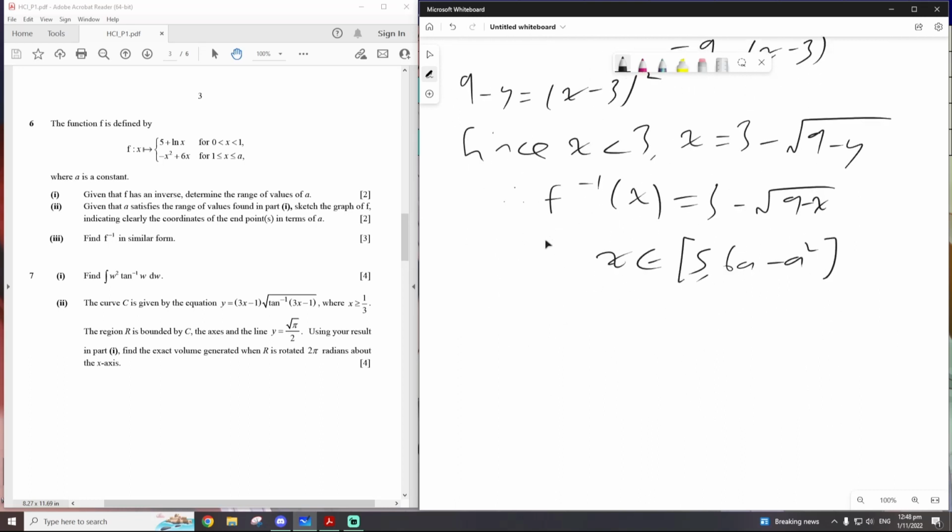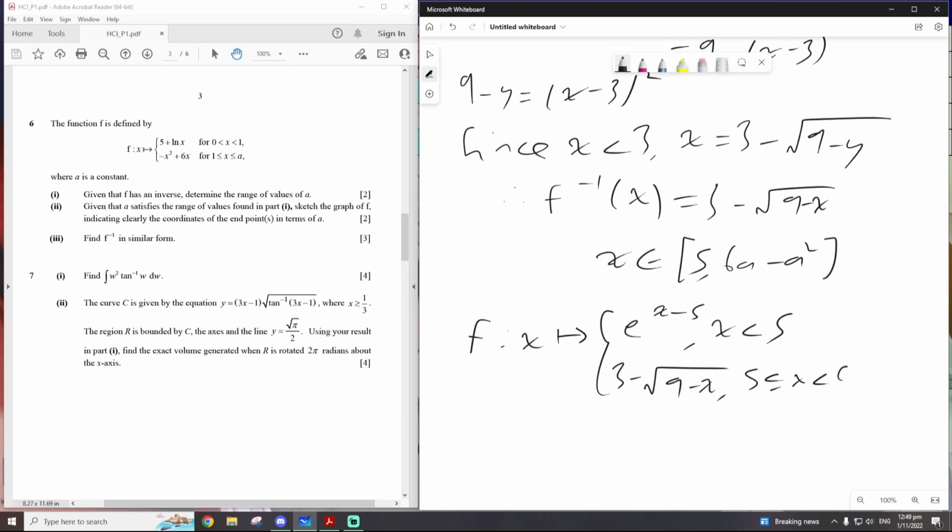So finally, we write it in similar form. So the function f inverse of x maps x to the following. We have e power x minus 5 for x less than 5, or 3 minus root 9 minus x for 5 less than or equal to x less than or equal to 6a minus a squared. Okay, so that will be the final answer.